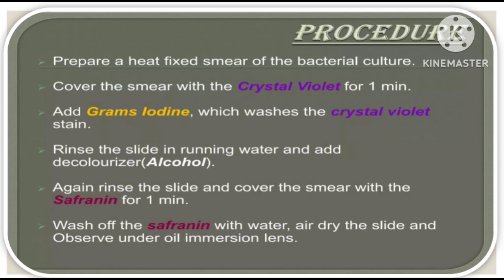Procedure. Prepare a heat fixed smear of the bacterial culture. Cover the smear with the crystal violet for 1 minute. Add Gram iodine, which fixes the crystal violet stain. Rinse the slide in running water and add decolorizer alcohol. Again, rinse the slide and cover the smear with the safranin for 1 minute.